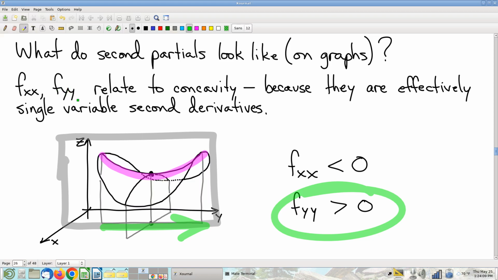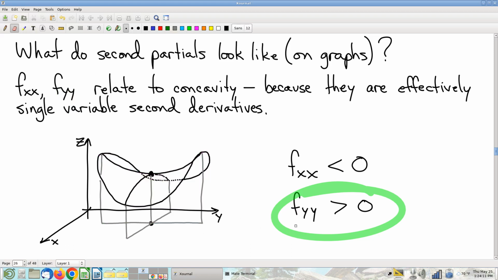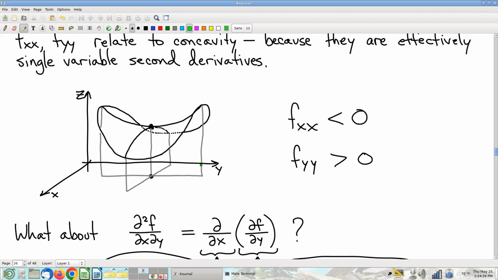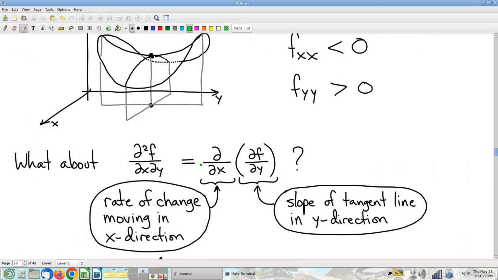Okay, now, but there's a twist. These are what we will call unmixed second partials, because the second partial and the first partial are with respect to the same variable, right? Fxx and Fyy, etc. So that's not always the case. So what if you were taking the x partial of the y partial of a function.